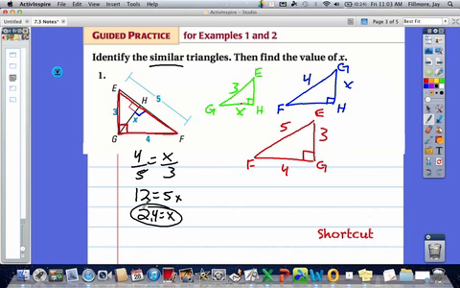So this is the longer way. You separate your triangles and write them out so that you can easily write a proportion seeing what sides are corresponding. If you didn't draw these separately and just left them in here, it'd be hard to see what sides correspond with each other to write a proportion.